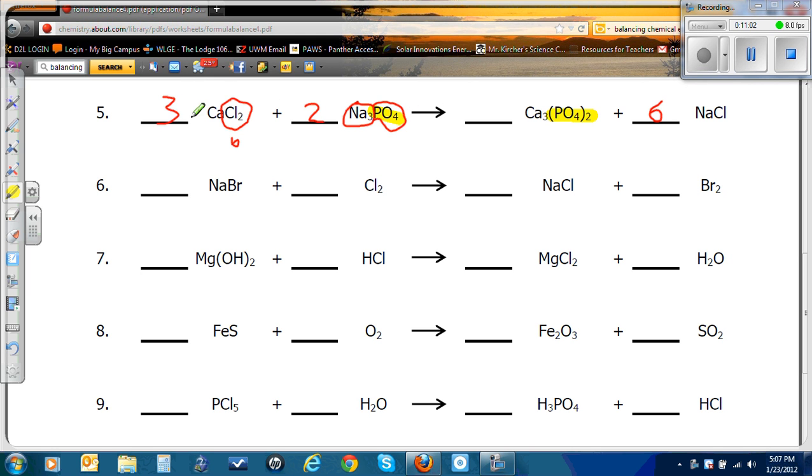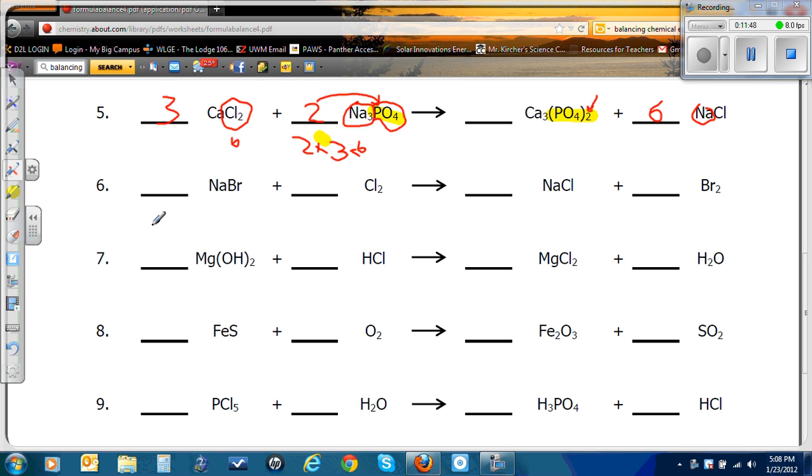Come back out, see if we're balanced. We have 3 calcium, 3 calcium, 6 chlorine, 6 chlorine because of that coefficient. 6 parts sodium, 2 times 3. Again, the coefficient of 2 times the subscript gives us 6 parts sodium. Over here we have 6 parts sodium. Okay, then we have 2 parts phosphate and 2 parts phosphate. So we're balanced.